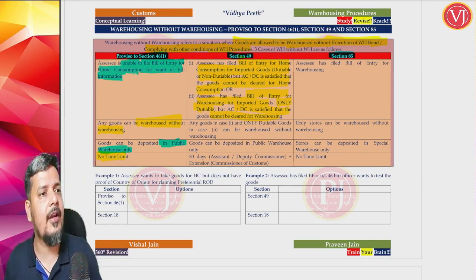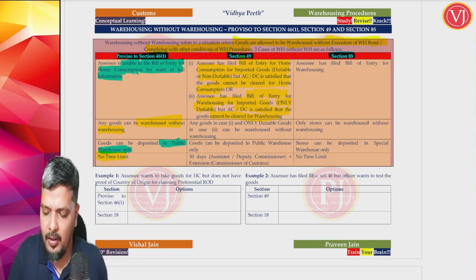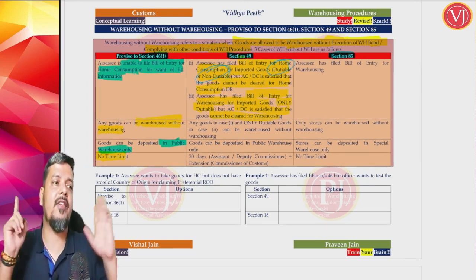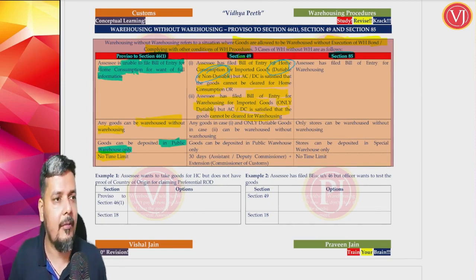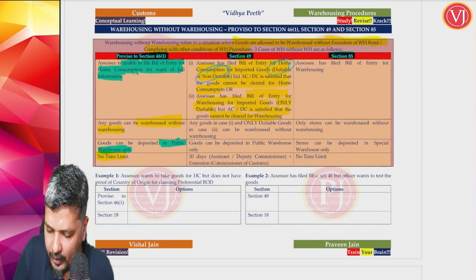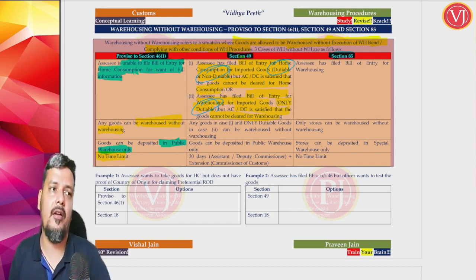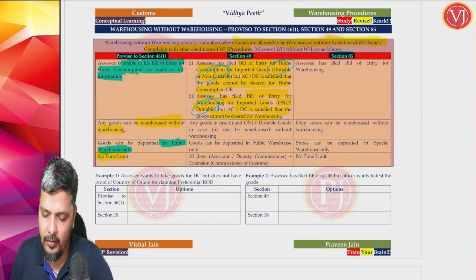Either he has filed bill of entry for home consumption, which is allowed for dutiable goods as well as non-dutiable goods, or he has filed bill of entry for warehousing, which is allowed only for dutiable goods. But the officer is not satisfied. He is having some doubts.